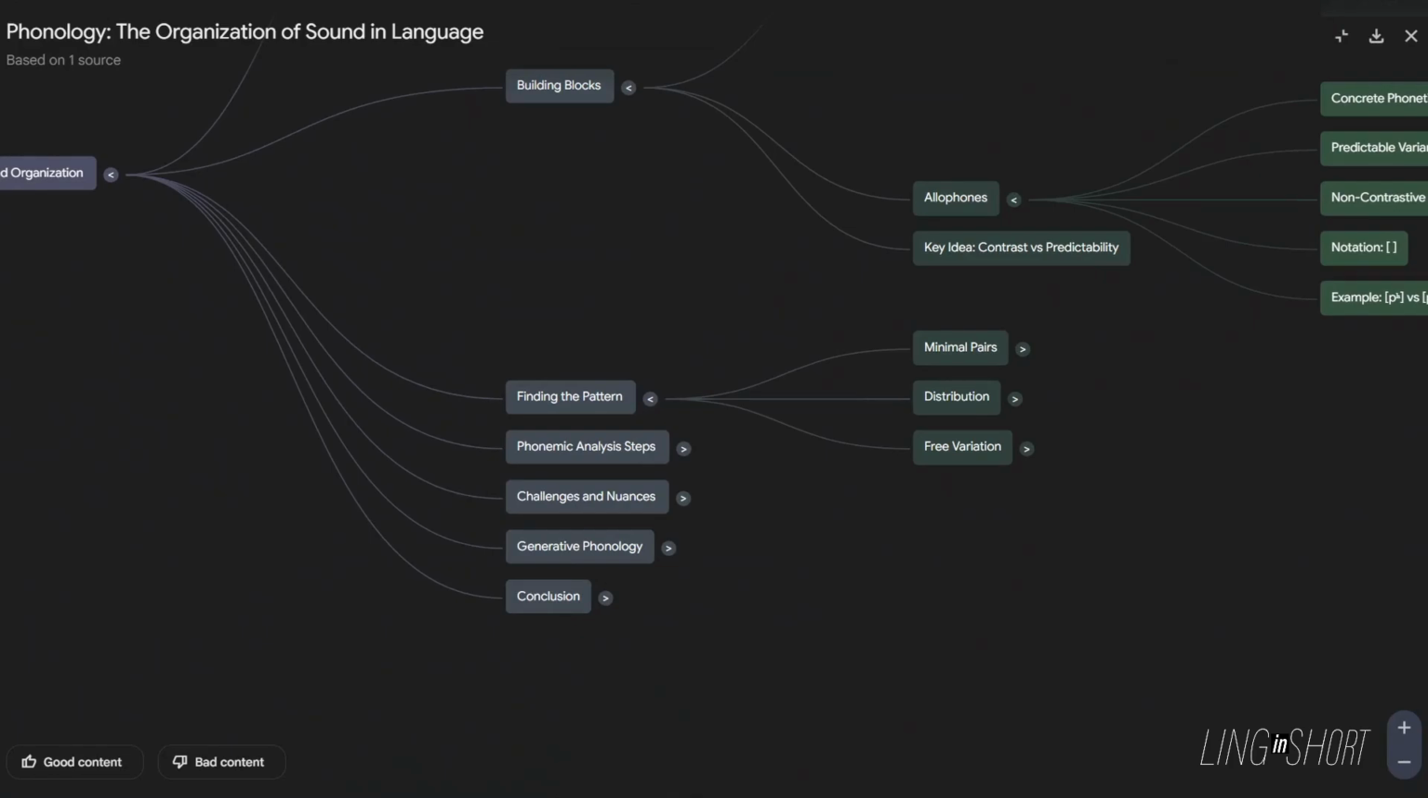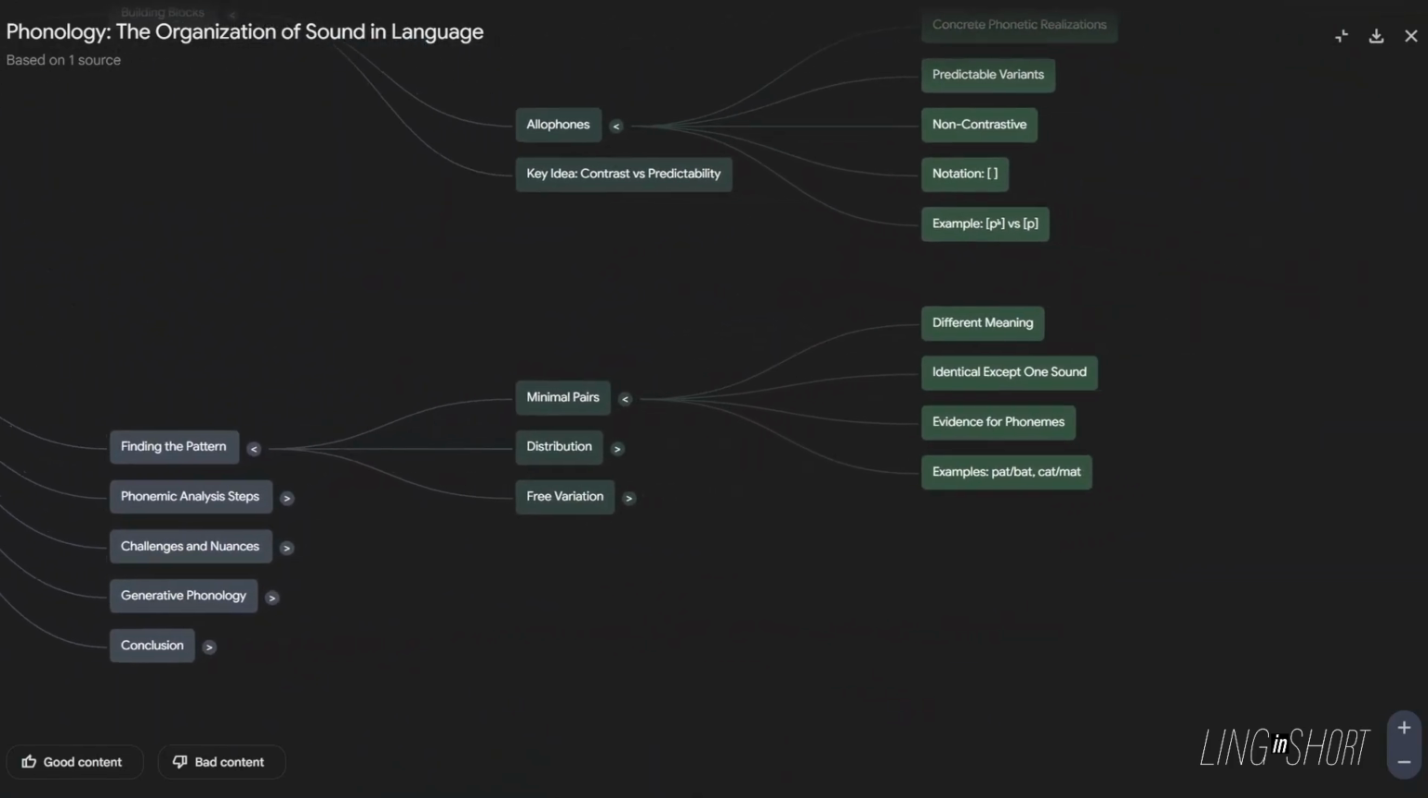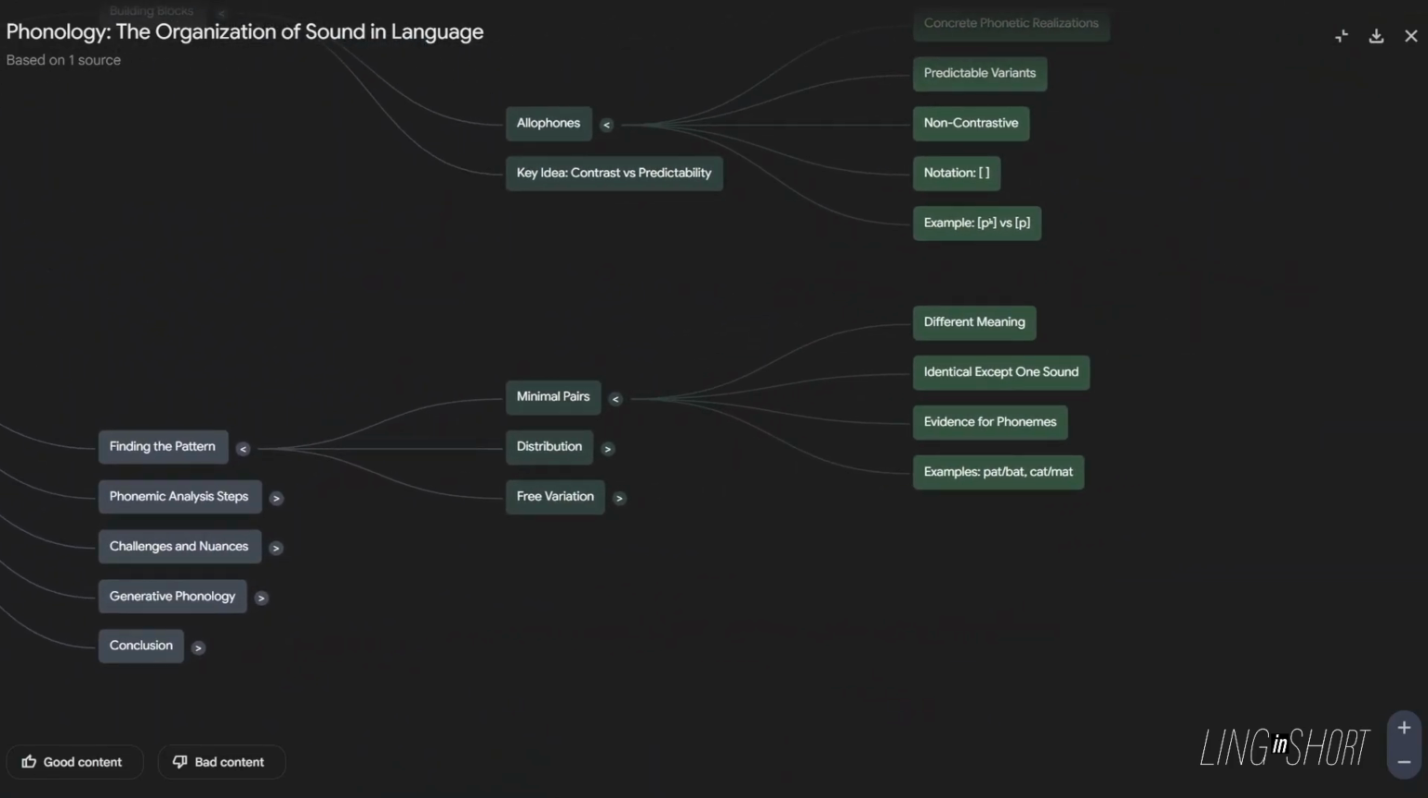Give us some everyday examples of these linguistic recipes. English is full of them. Take pat and bat. The only difference is that first sound, /p/ versus /b/, and they mean totally different things. That one minimal pair is really strong evidence that /p/ and /b/ are separate phones in English.